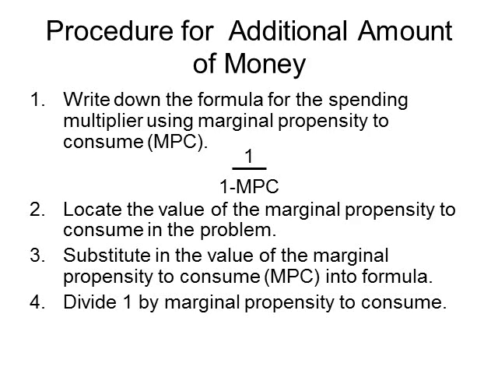The procedure for calculating the additional amount of money created in the economy by government spending is as follows. 1. Write down the formula for the spending multiplier using the marginal propensity to consume. This is 1 divided by 1 minus the MPC. 2. We will locate the value of the marginal propensity to consume in the problem. 3. We will substitute in the value of the marginal propensity to consume into the formula, and then we will 4. divide 1 by the result.